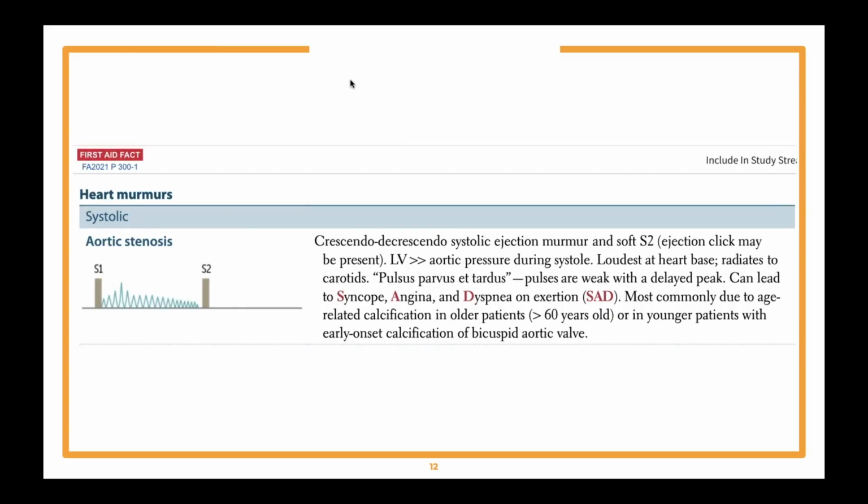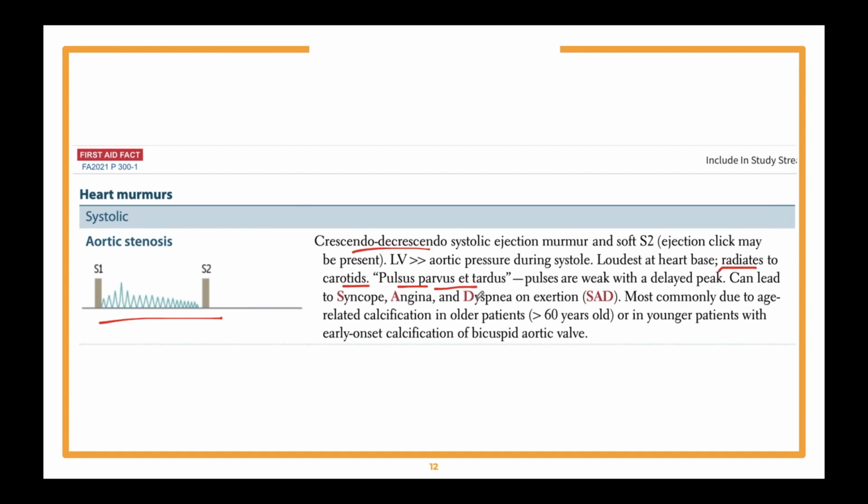Let's take a look at the next slide. This shows us that aortic stenosis murmur, and you can see it is a crescendo-decrescendo murmur. It starts to get louder, and then it starts to get softer. This is a murmur that can radiate to the carotids. You can also have a delayed pulse, pulsus parvus et tardus. In this case, they told us that this patient's pulses were delayed and weak, consistent with aortic stenosis. You can also see there that it talks about age-related calcification, so those demographics are important when talking about heart murmurs as well.